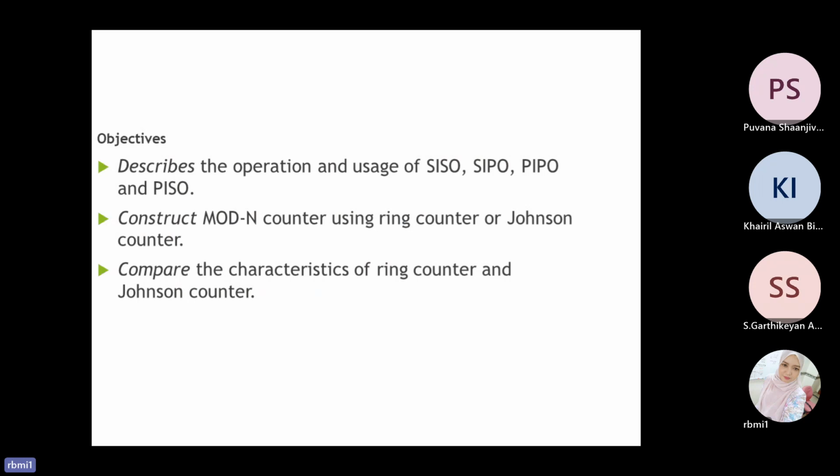To describe the operation, we have SISO, single input, single output. SIPO, single input, multiple output.